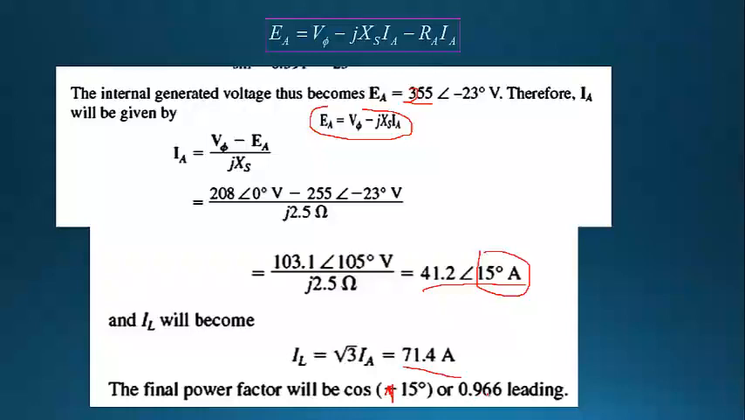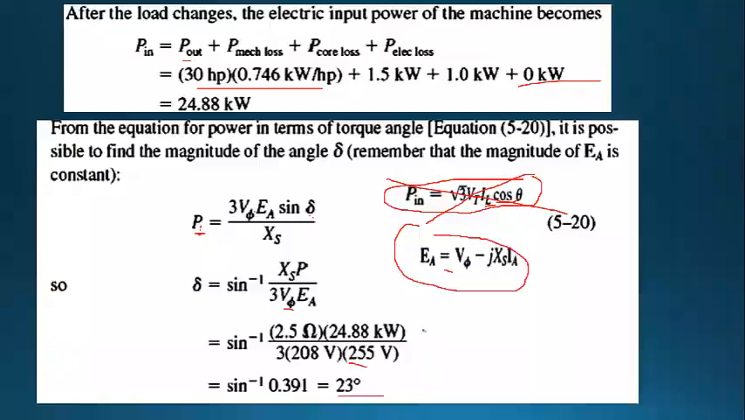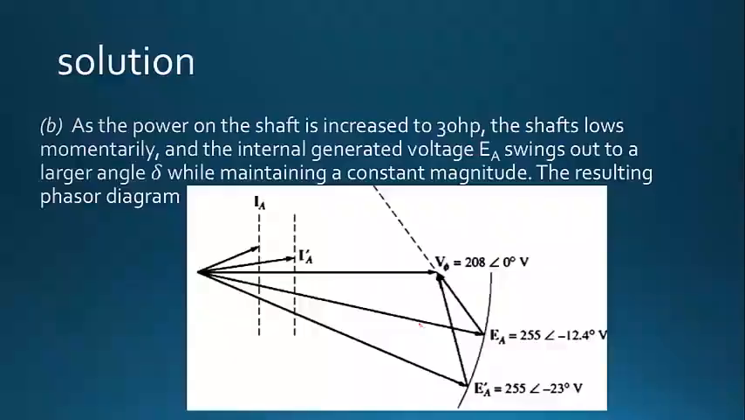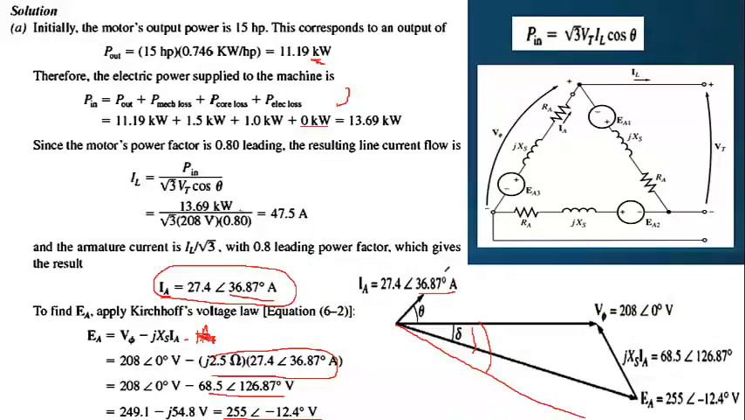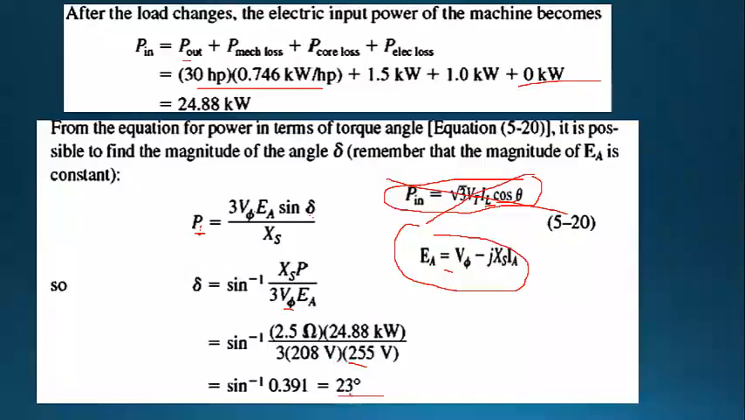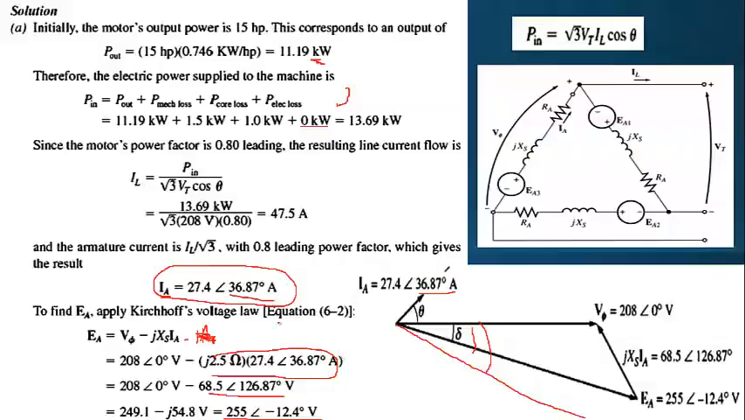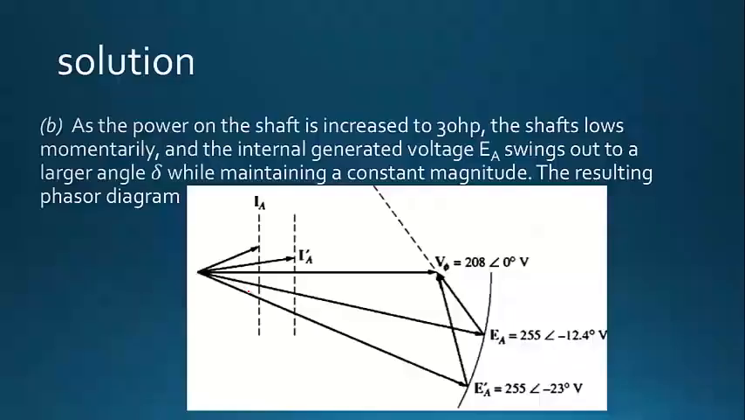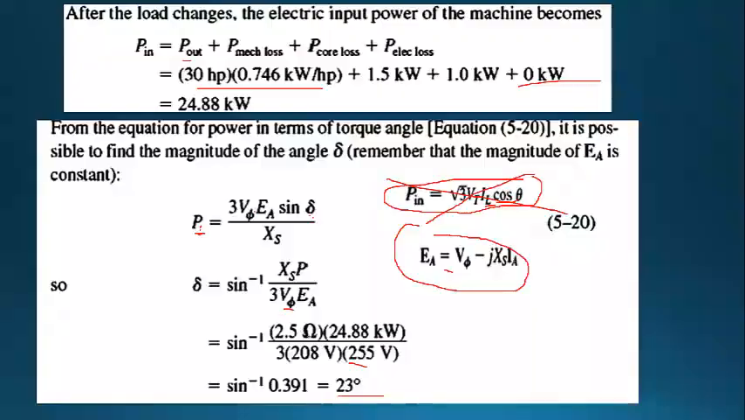And another thing that has also increased is the delta. Initially, delta was 36 points. When it was operating at a load of 15, the delta was 12.4. Now, when the load increased, the delta also increased to 23 degrees. Let's see the theta. What happened to the theta? Here, the theta was 36.87 when it was operating at a load of 15 horsepower. Now, when it increased to 30 horsepower, the angle also decreased to 15 degrees.